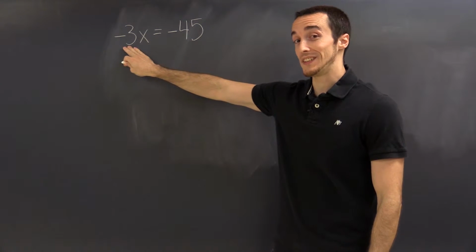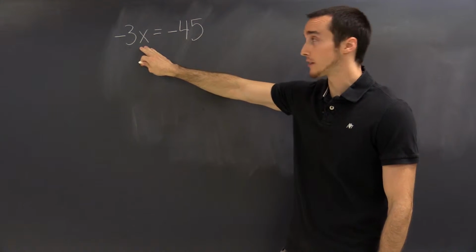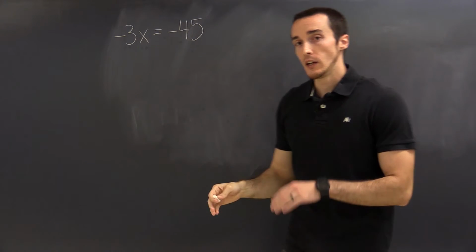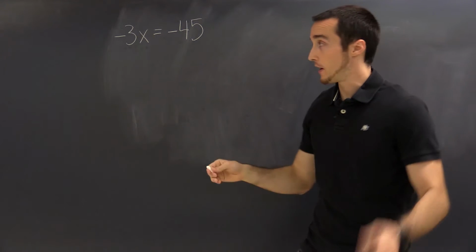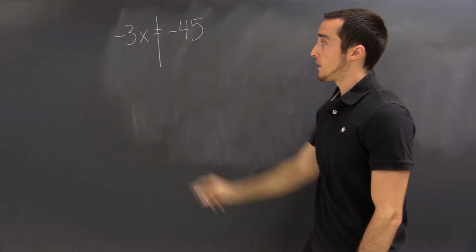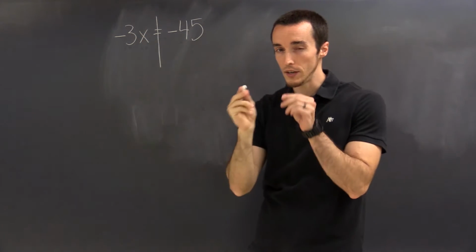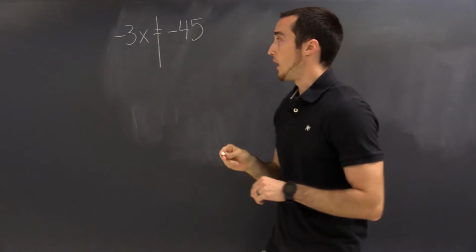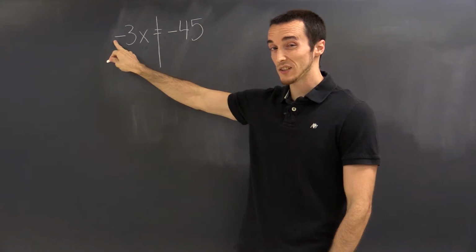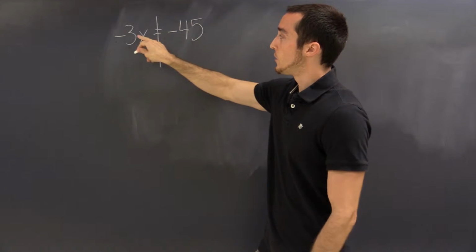Well, this problem says negative 3 times x equals negative 45, and we're trying to solve for x. So again, I want to identify where is the variable. Right now it's on the left-hand side of the equal sign. And the operation here, when you just have a number right beside a letter, that's multiplication. A lot of times people get this confused and think it's subtraction, but that's just a negative sign. So this is multiplication.